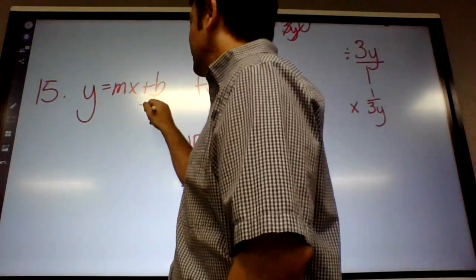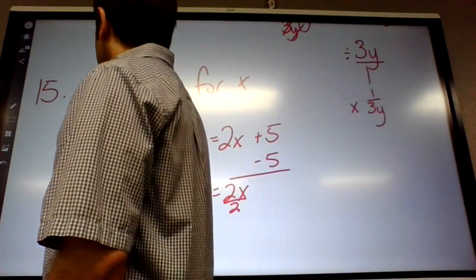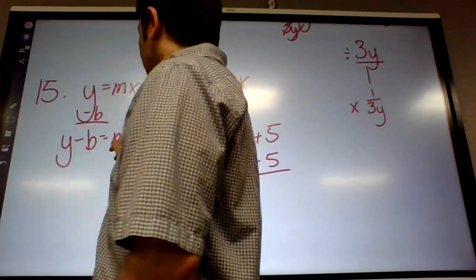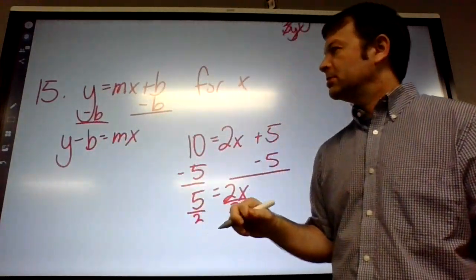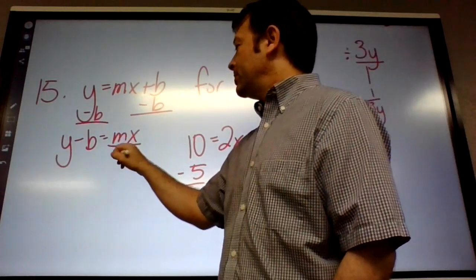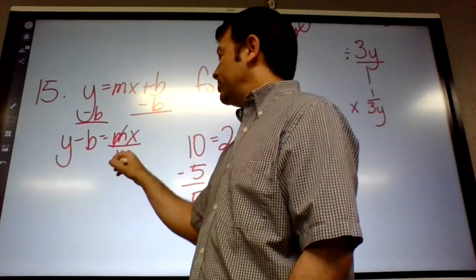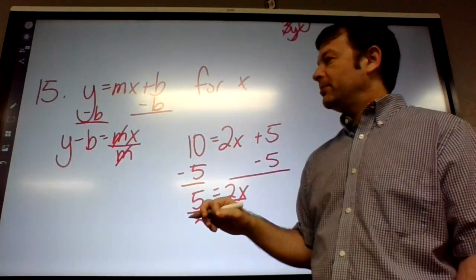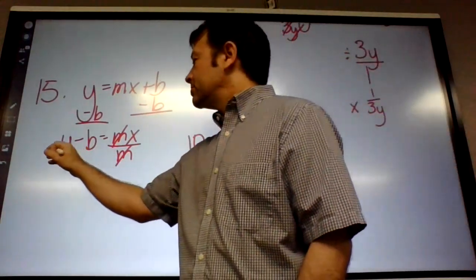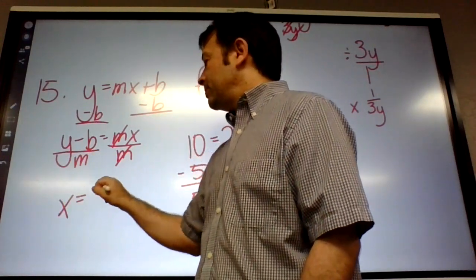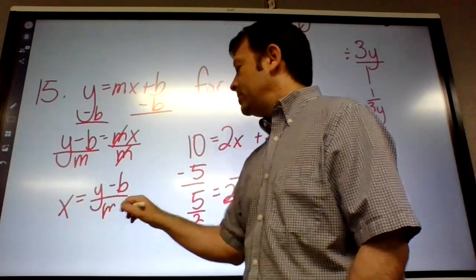Minus b. And then divide by m. The x is staying still. We want to get rid of the m, but not the x. So don't do anything with x, and then m over there. So x equals y minus b, over m.